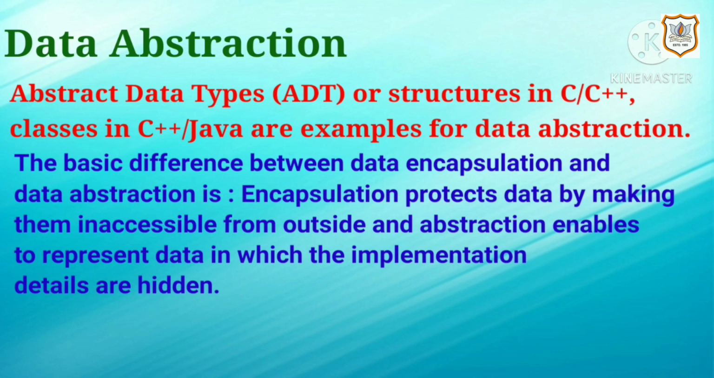The basic difference between data encapsulation and data abstraction is that encapsulation protects data by making them inaccessible from outside, and abstraction enables us to represent data in which the implementation details are hidden.